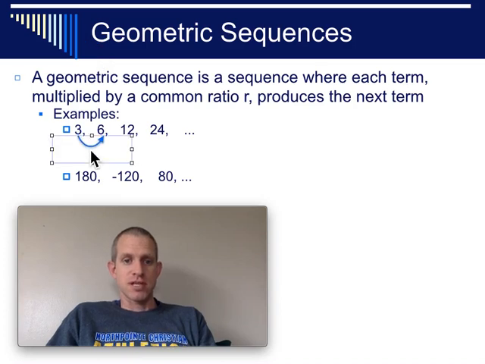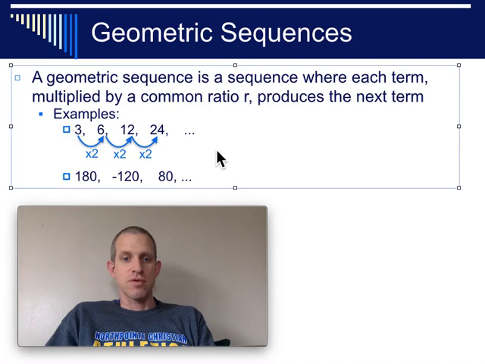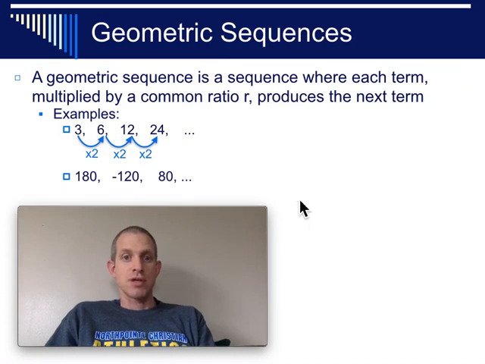And so in this particular case, to go from 3 to 6 is a multiplication of 2. And if you notice, that pattern repeats in the next one too. 6 times 2 is 12, 12 times 2 is 24, and so forth. 2 is what we call the common ratio.